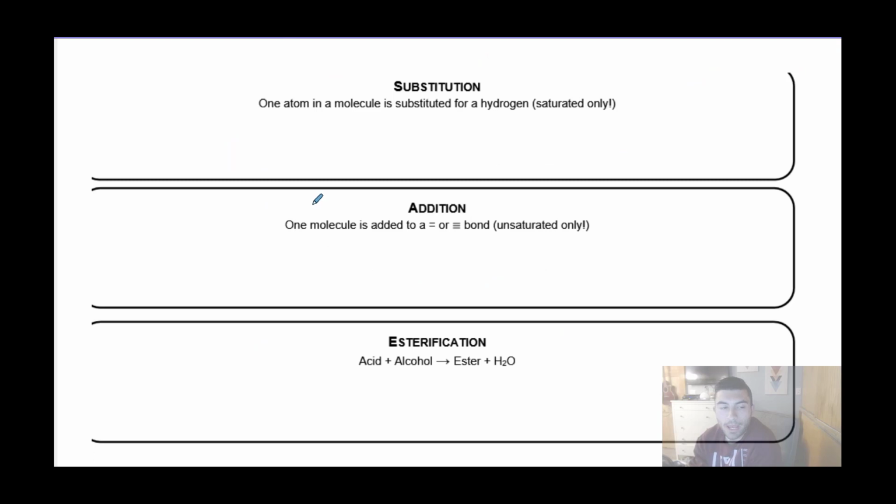The last bit of reaction writing we looked at was organic reactions, for chemical anyway. And the 3 we focused on were substitution, addition, and esterification. A substitution reaction is when we have one atom in a molecule that's substituted for a hydrogen atom in a saturated hydrocarbon. So I'll give you the example. Do a simple example with ethane.